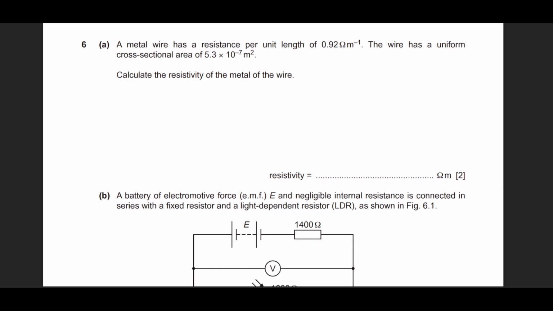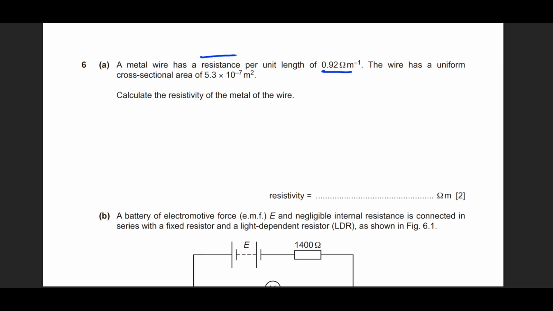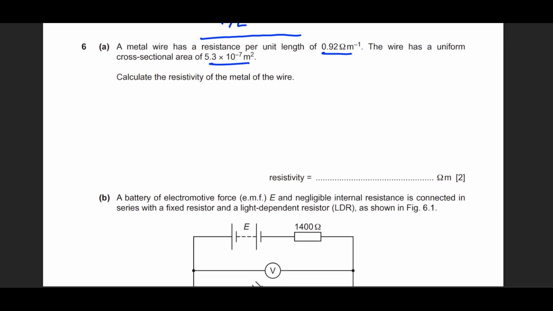Question number 6. He says a metal wire has a resistance of this much. Okay, fine. Notice this is resistance per unit length, so this is actually R divided by L. The wire has a uniform cross-sectional area of this much. Okay, thank you. So the resistivity of the metal, no problem. We have a formula for resistance equals rho L over A. Now, how should I put in the values?